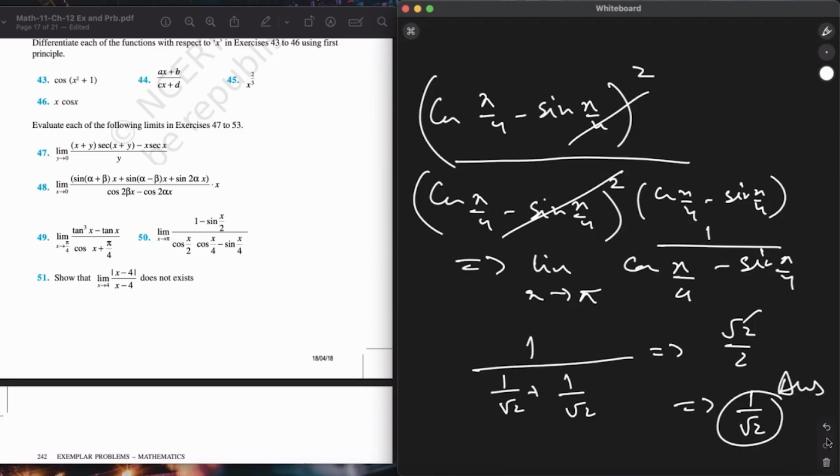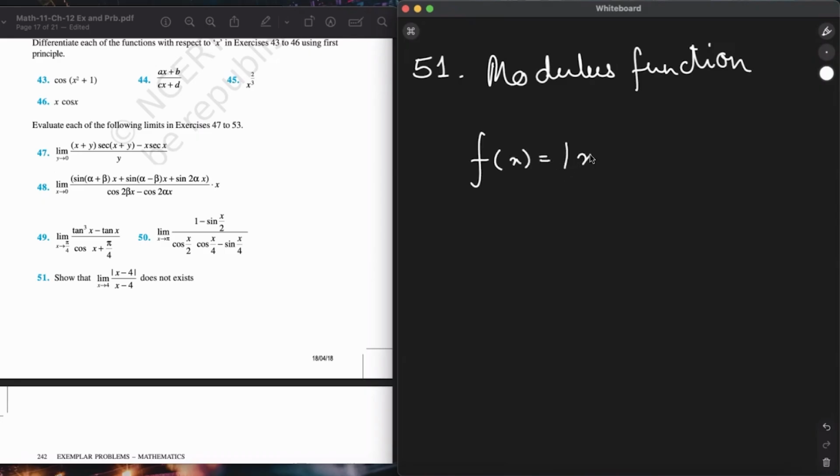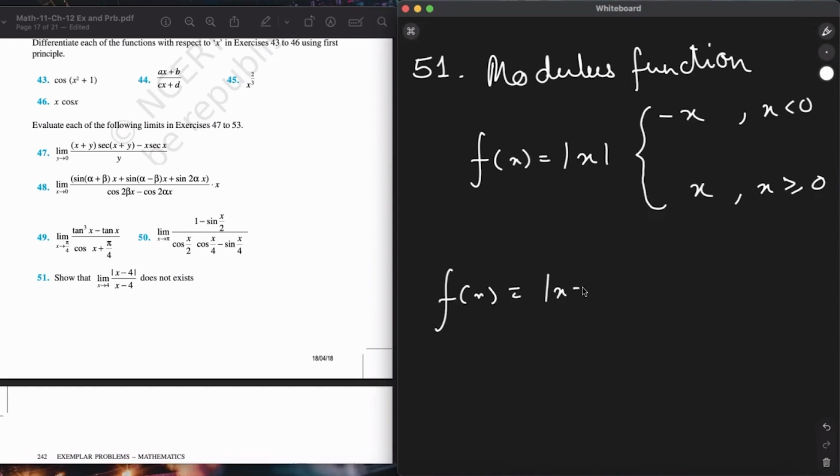So let's move on. Next up, we have question number 51. In 51, we have a modulo function, right? There's a modulus function. If f(x) is equal to the mod of some value x, then this function returns a value of minus x for negative x and x for positive x. Alright, this is a modulo function. So the function that has been given to me here is x minus 4 modulo.